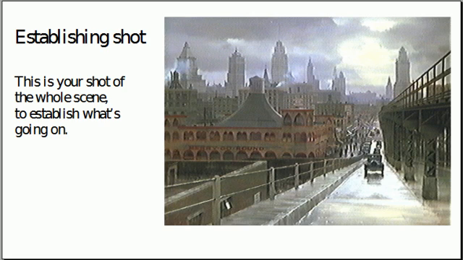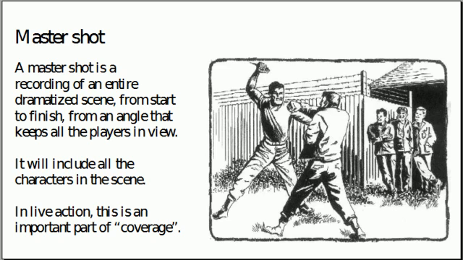So an establishing shot is the establishing shot of the whole scene. And you typically see this at the beginning of a sequence when the cameraman is focusing on a wide shot of the area in order to set the scene for the audience. It's really about setting the scene and telling the audience where we are.